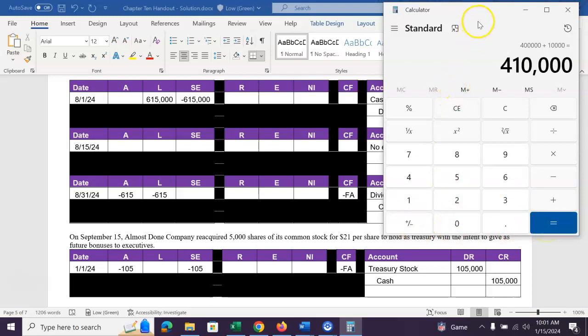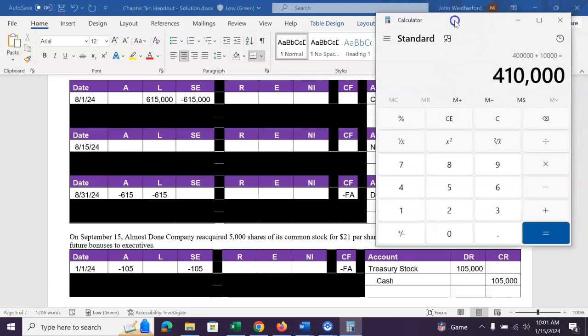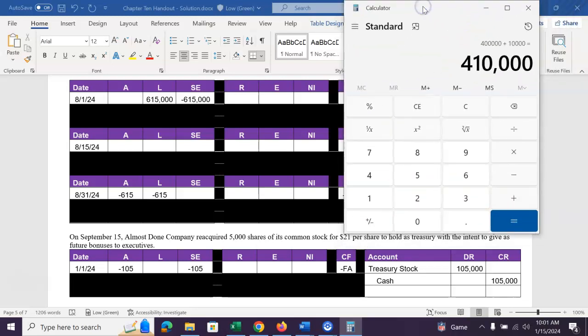Okay, but what happened on this last transaction? They went out into the open market and repurchased some of the shares they had previously issued, these 5,000 shares. If they declare a dividend when they're holding treasury stock, they're not going to pay a dividend on those treasury stock shares. That wouldn't make sense, right?